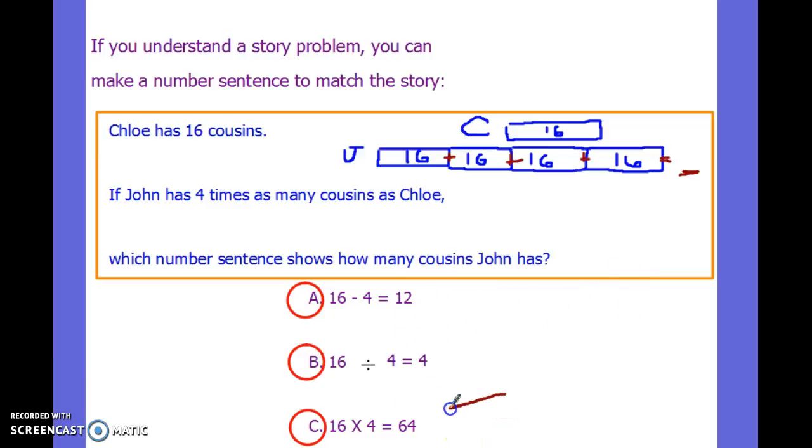And that's why your eye should immediately go to 16 times 4, because the one number we are given, 16, is the total amount of cousins, and 4 is the total amount of groups that John has, because he has 4 times as many as Chloe. 1 group, 2 groups, 3 groups, and 4 groups. You determine the total number of groups by checking out the total number of bars, and you determine the total number of people or things within that group by seeing what the story problem is actually giving you.